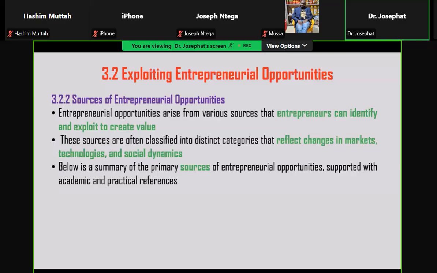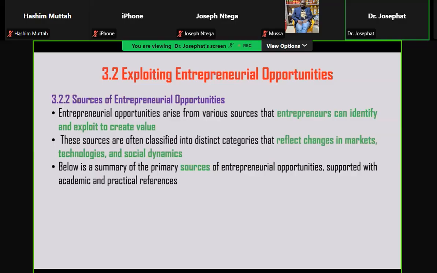So the second part is the source of entrepreneurial opportunity. Basically, entrepreneurial opportunity arises from various sources, which entrepreneurs can identify and exploit to create value. These sources are often classified into distinct categories that reflect changes in the market, technology, and social dynamics. So below is the summary of the sources of entrepreneurial opportunity, supported by academic and practical references.